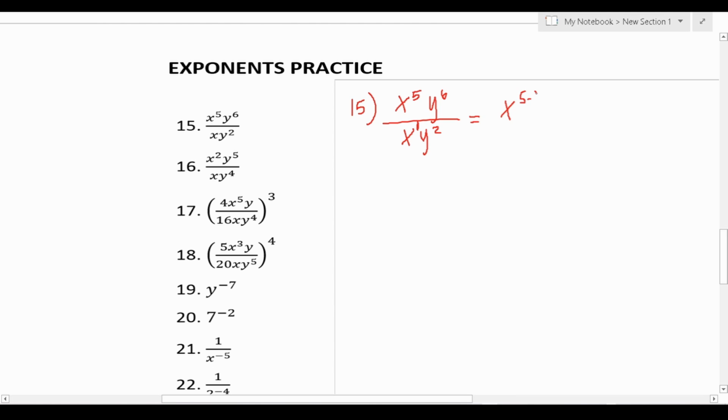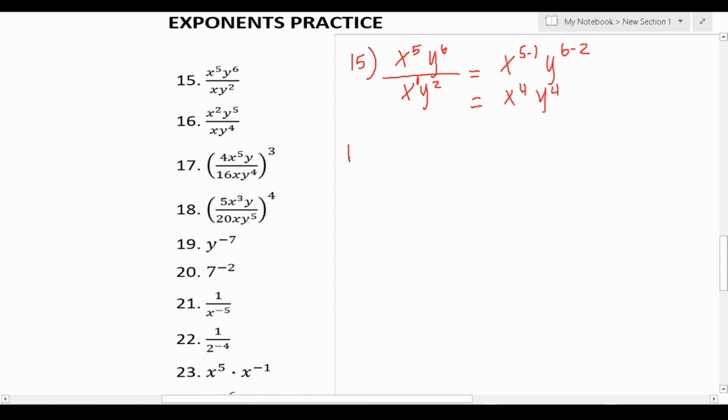So this is going to be 5 minus 1. And then we're going to do the same thing with y. We're going to write down the base y, 6 minus 2. Let's simplify. X to the 5 minus 1 is 4. Y to the 6 minus 2 is 4. Okay, so that was that one.